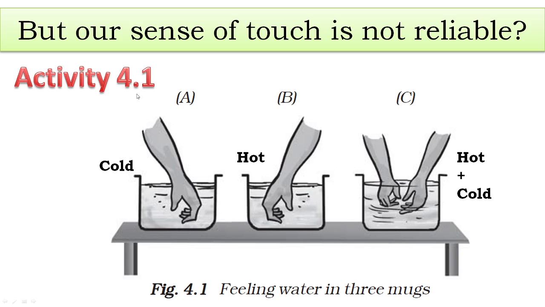So activity 4.1. You can see how our sense of touch is not a reliable method of deciding whether an object is hotter than the other. Clear?